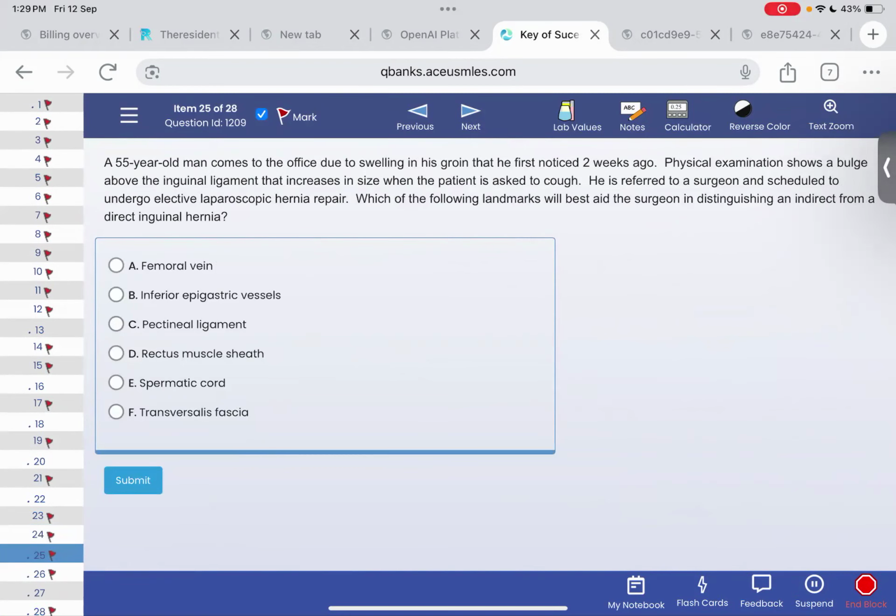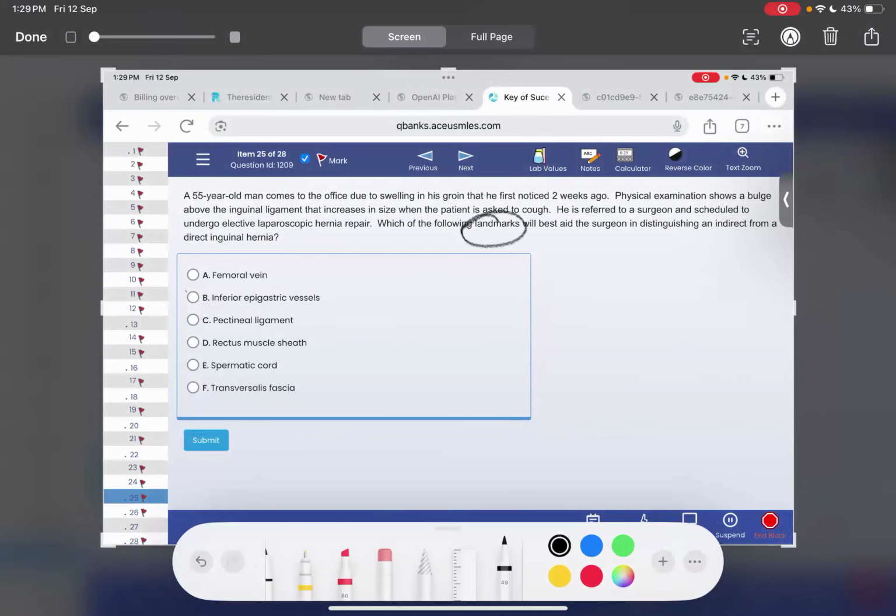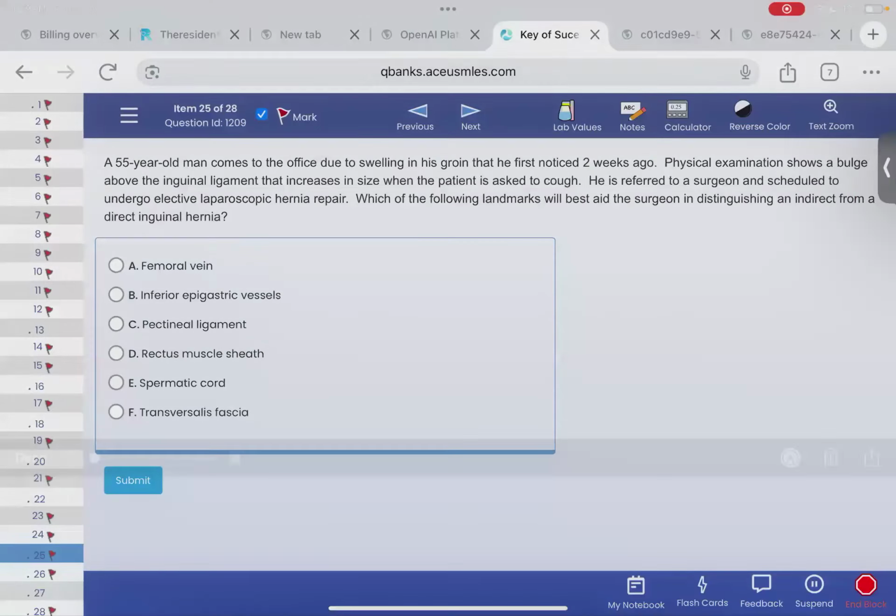Now, which of the following landmarks will best aid the surgeon in distinguishing an indirect from a direct inguinal hernia? Give me the answer. Option B, inferior epigastric vessels. Perfect. I think all of you have cleared the concept. Yes, sir. Epigastric vessels. Perfect.